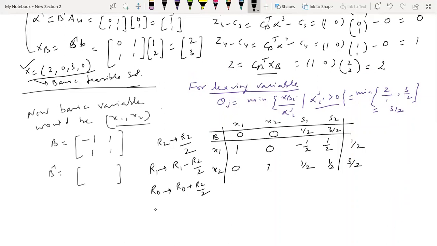You can even calculate it by using the formula for Cb also. Let's see how we calculate in that way. So what is this Cb? The cost coefficient of x1 is 1 and the cost coefficient of x2 is 2 in the objective function. So let us multiply it. And what is my Cj? It is 1, 2, 0, 0.